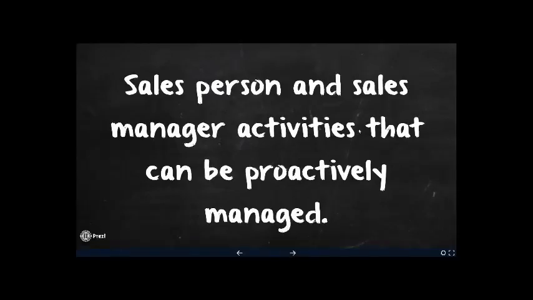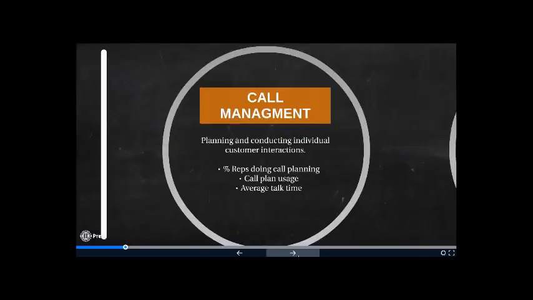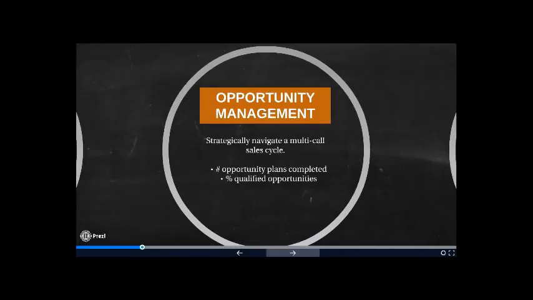So a sales activity was defined as a salesperson and sales manager activities that can be proactively managed. One of those sales activities was call management. So essentially this was planning and conducting individual customer interactions. Ways of measuring this included percentage of reps doing call planning, call plan usage, and then average talk time. There was clearly a number of other factors which would fall into this call management category, and that will be the same throughout the rest that we look at today.